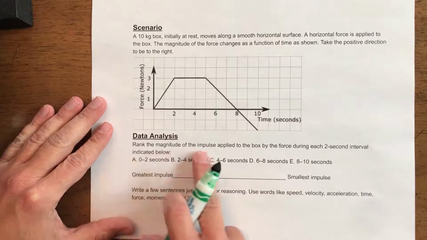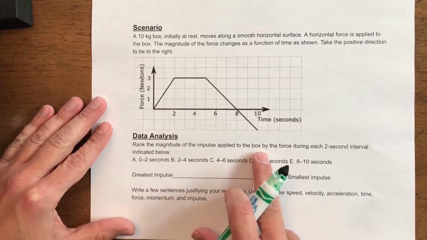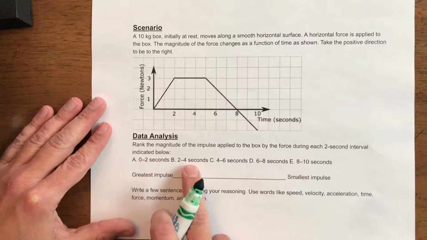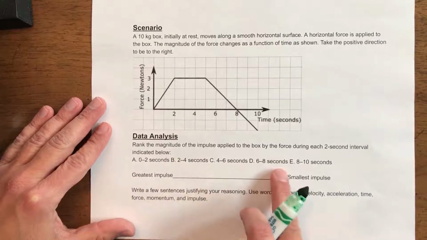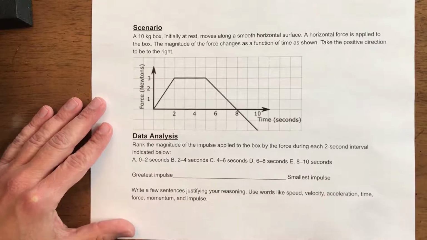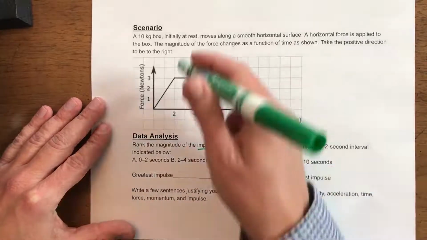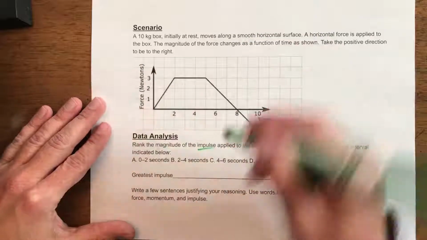So first of all, they say rank the magnitudes of impulse applied to the box in each 2-second interval. So A is 0 to 2 seconds, B is 2 to 4 seconds, C is 4 to 6 seconds, D is 6 to 8 seconds, and E is 8 to 10 seconds. Rank them. Well, the impulses are going to be the area on this graph. So they need to find each of the areas.